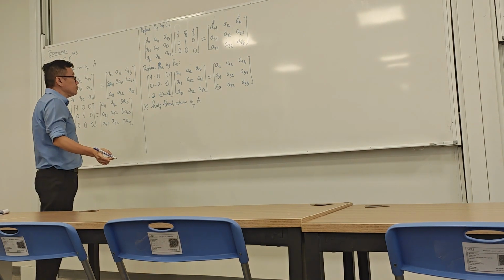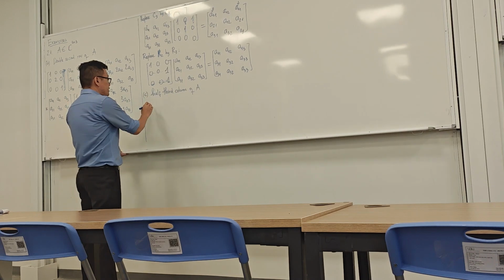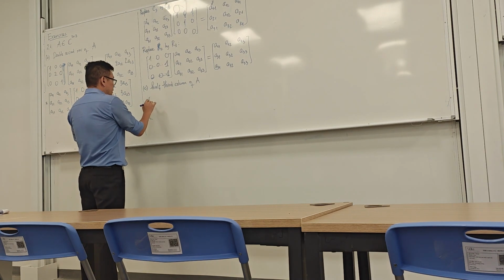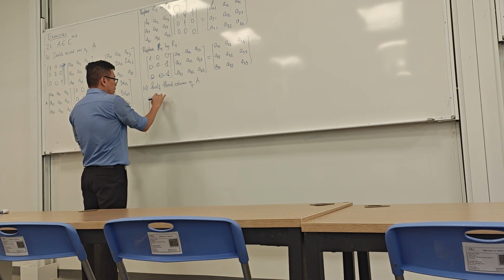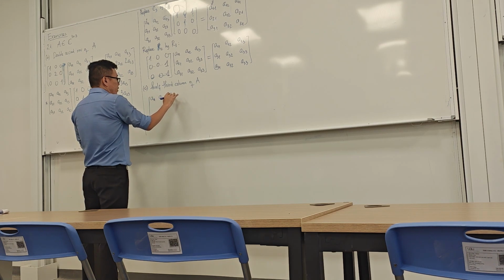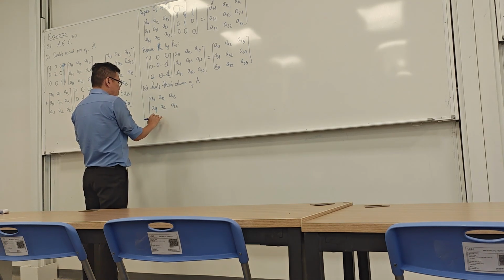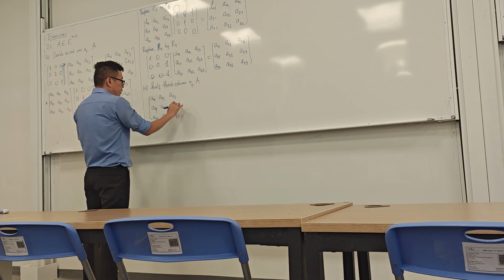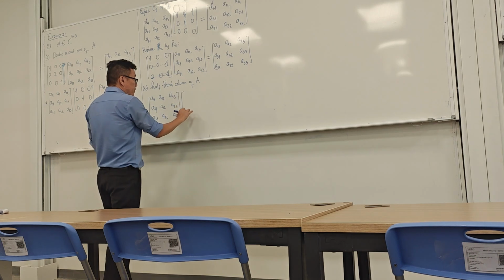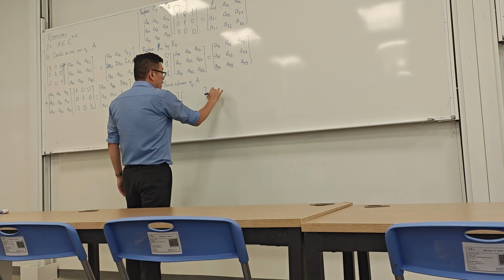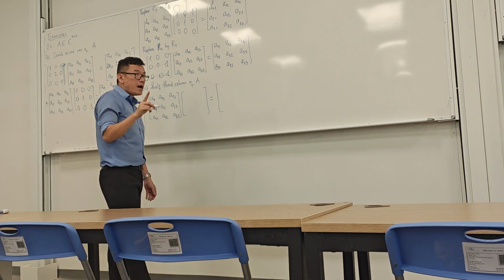Okay, this is about column. So I get that I will multiply with something on the right. So we got A11, A12, A13, A21, A22, A23, A31, A32, A33. And I multiply some matrix here because this is about a column. And then half third column.